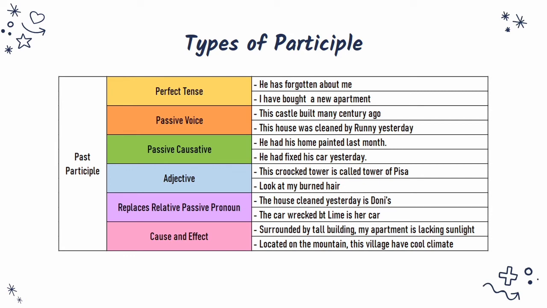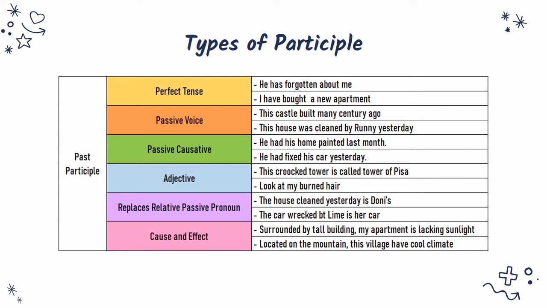Types of participle. Past participle, perfect tense. For example, number 1, he has forgotten about me. 2, I have bought a new apartment. Past participle passive voice. For example, this castle was built many centuries ago. 2, this house was cleaned by Rani yesterday.